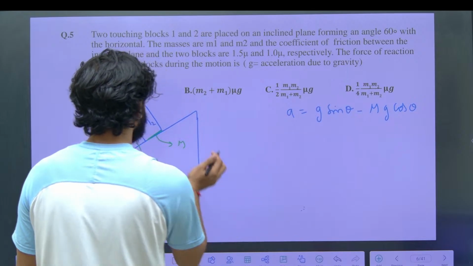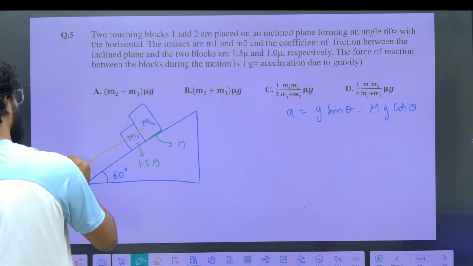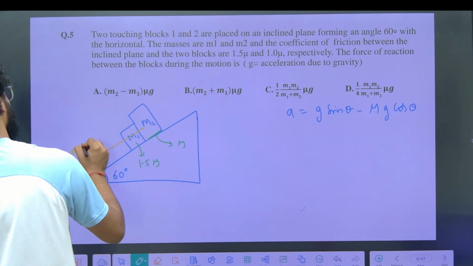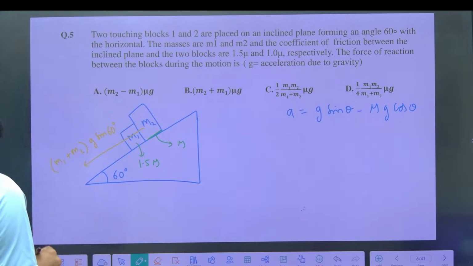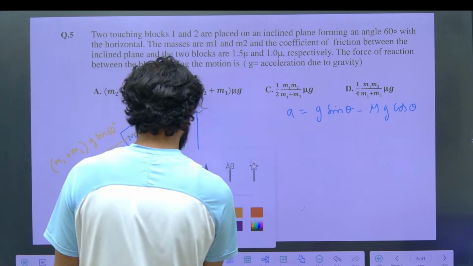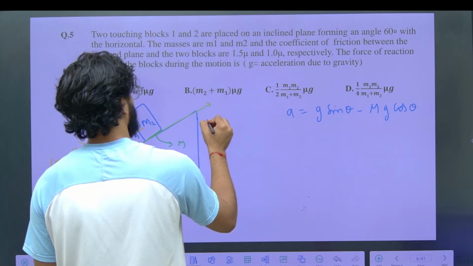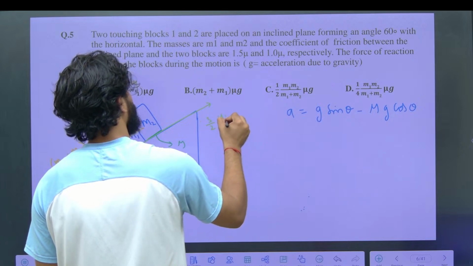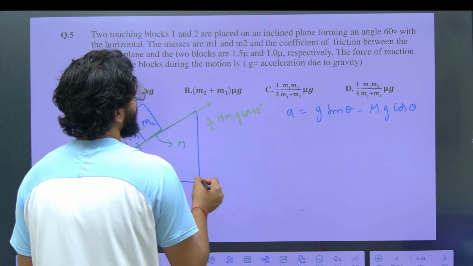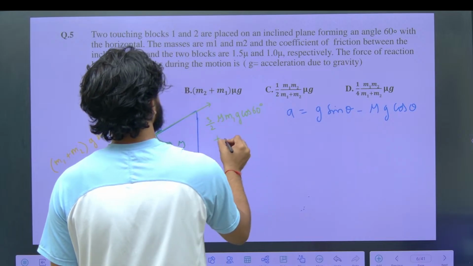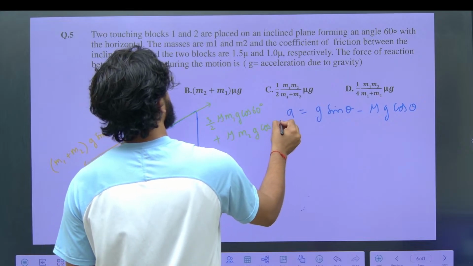So as they are moving together, can we write that the net force on both of them will be (m1 plus m2) g sine 60 degree, correct? Okay, frictional force will be because of both of them, so it will be 3/2 mu m1g cos 60 degree, correct, plus mu m2g cos 60 degree, correct?